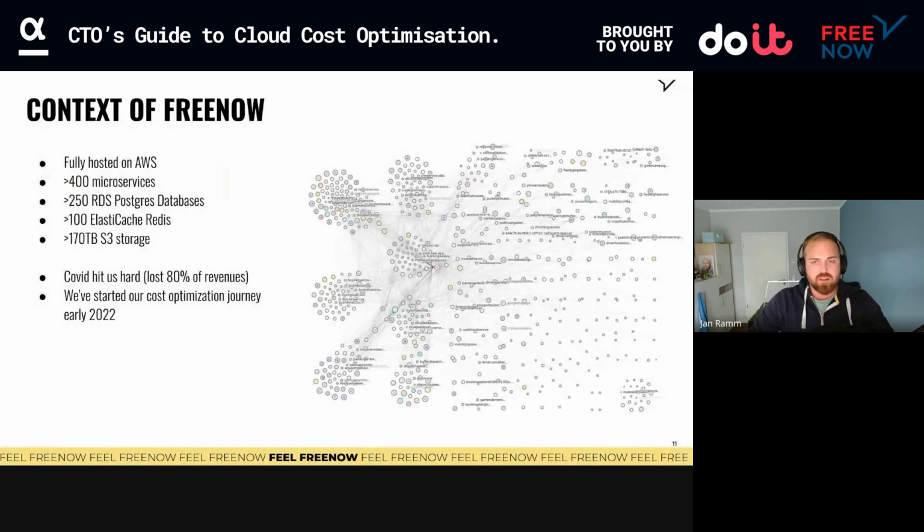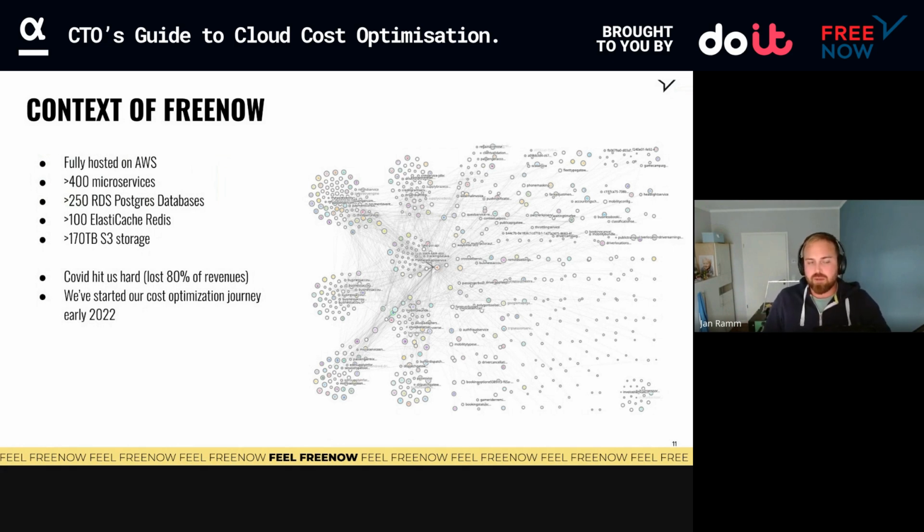So just to give you a brief overview of FreeNow, we are completely running on AWS. We have roughly 400 microservices and 250 RDS databases, a ton of ElastiCaches, and a ton of storage. And when COVID came, obviously mobility was completely wiped out. So we lost 80% of our revenues at the beginning of 2021.